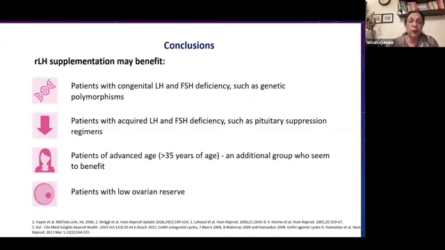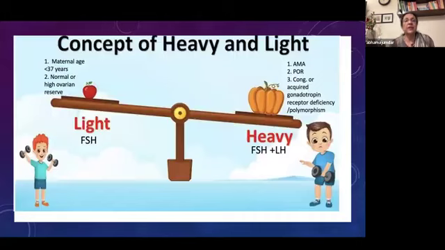And again, patients with low ovarian reserve where the mitochondrial function goes down, LH does improve the androgen accumulation, synthesis, conversion, growth hormone, and growth factor to follicular recruitment. So we can go exactly with the concept of heavy and light. FSH is light, and FSH and LH is heavier. It is more hormones, and it is more expensive.